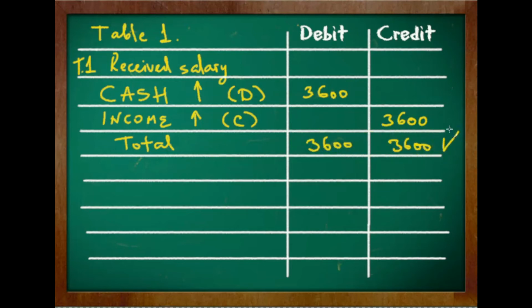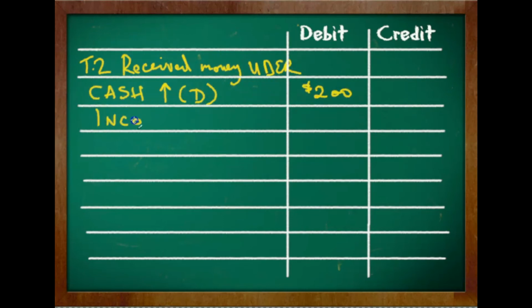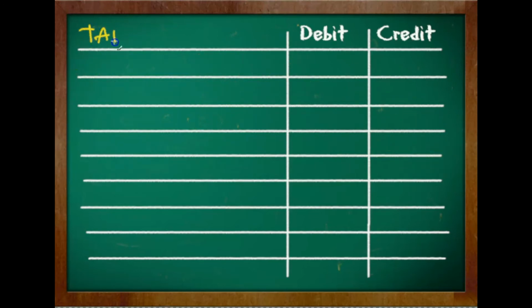Done. Transaction 2. Received money from Uber. Same logic, I put $200 in debit column for cash and $200 in credit column for income from Uber. Total debit equals total credits, $200. Done. Now let's make entries for expense transactions.